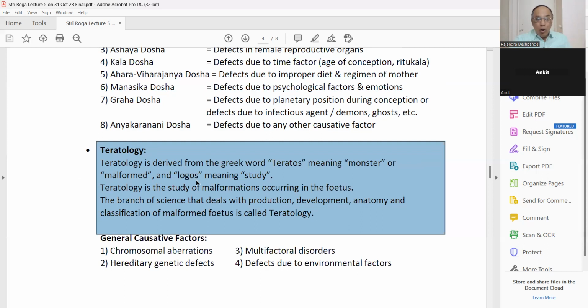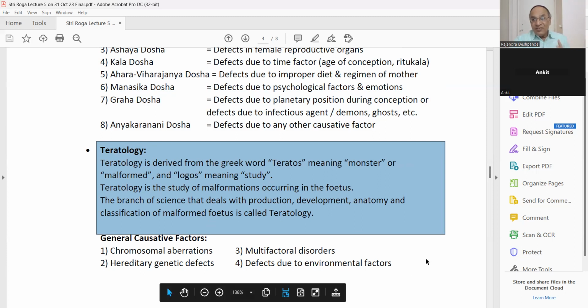Not good. Then logos, this is logi. Logi is a science. We are studying the bad things in the fetus, that is teratology. This is the study of malformations occurring in the fetus. The branch of science that deals with the production, development, anatomy, and classification of malformed fetus is called teratology.